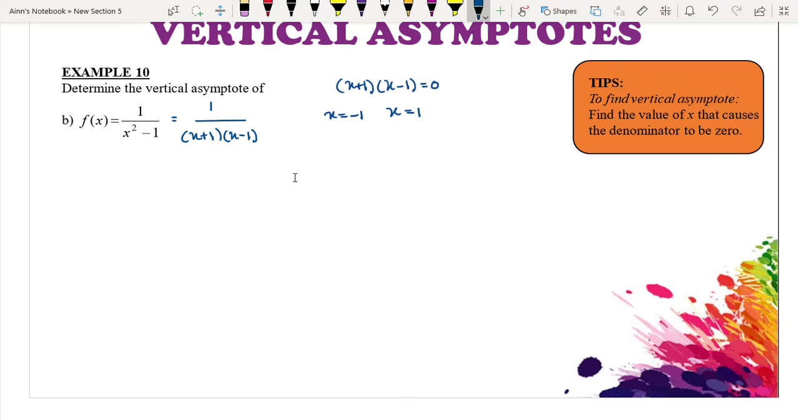Now we have two values of x, so we need to do this for both of them. Let's do x equals 1 first. For x equals 1, we do the number line.